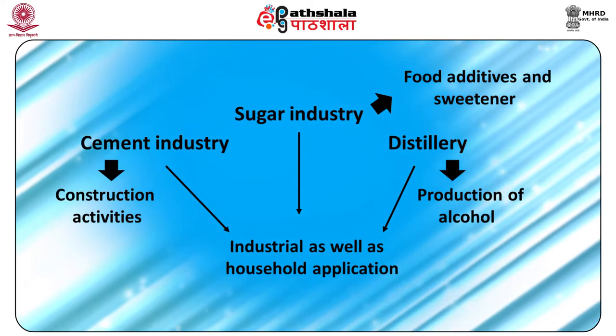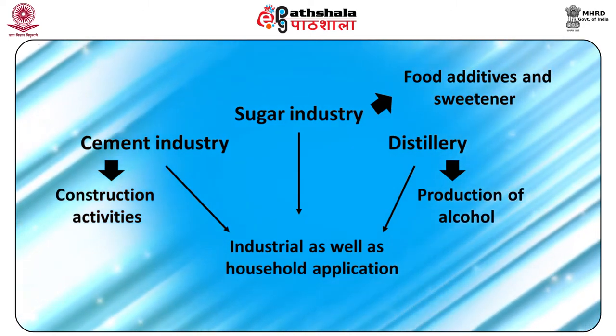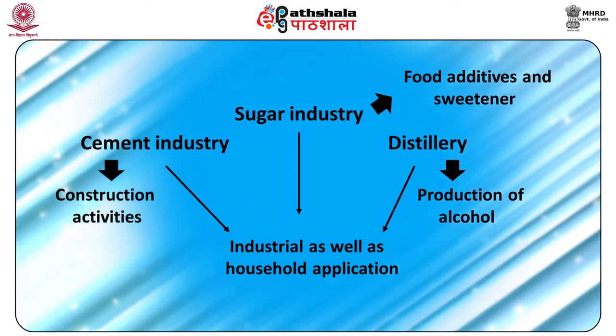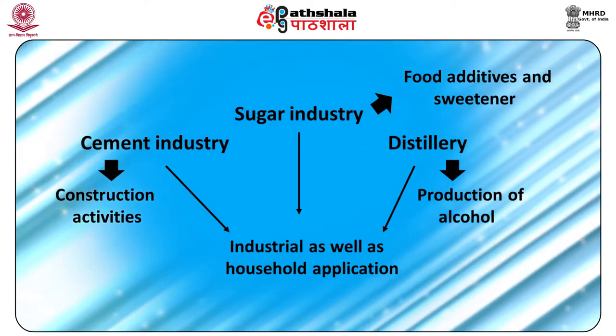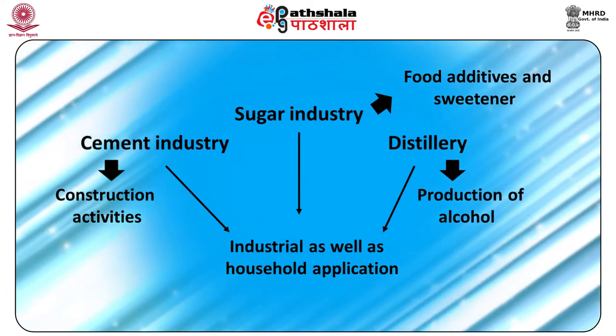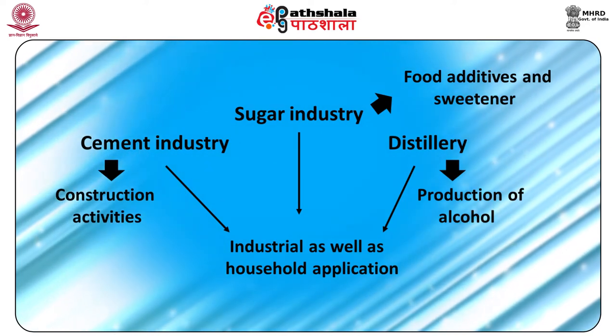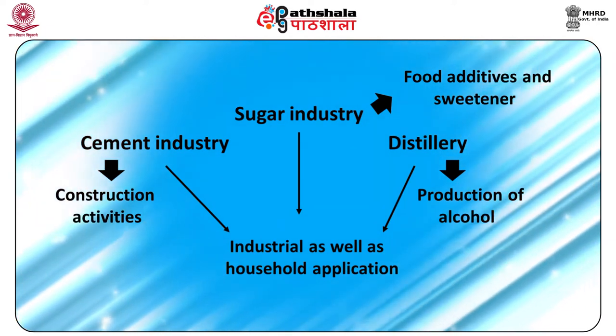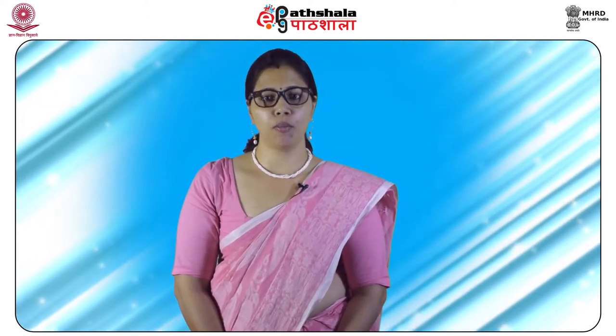Applications of cement, sugar and distillery. All these industries, that is the cement industry, the sugar industry and the distillery, have applications not only in the industrial sector but in households as well. Cement is used for construction activities in both public and private sector. Sugar is used as a food additive in teas, coffees, juices, etc. for sweetness. And in distillery, the production of alcohol takes place. The alcohol produced is utilized in the ratio of approximately 52% for potable and 48% for industrial use.